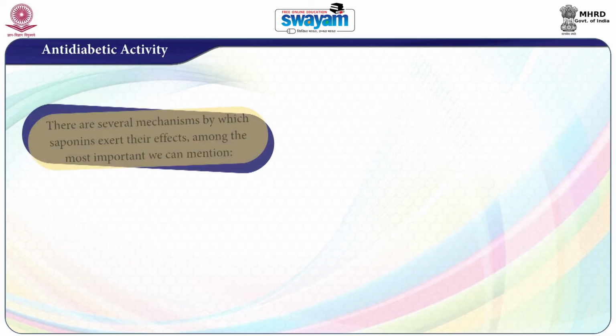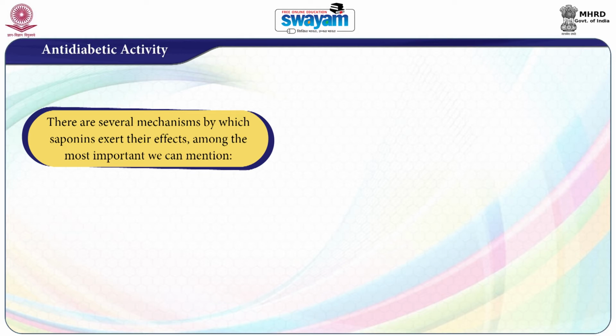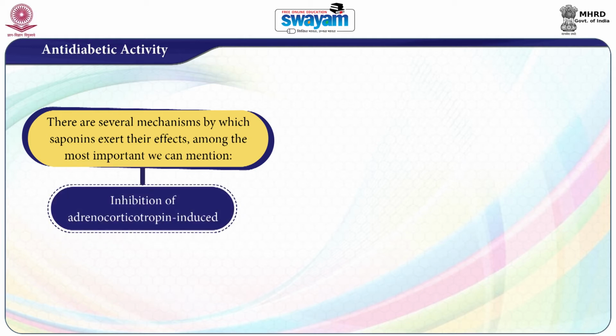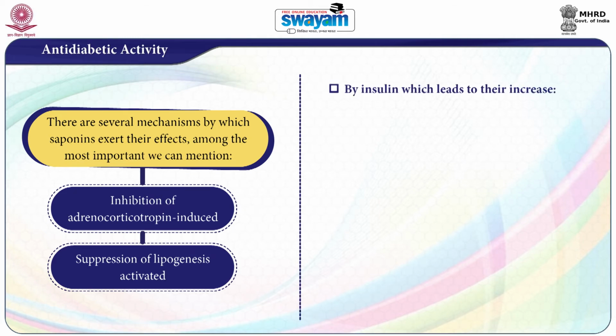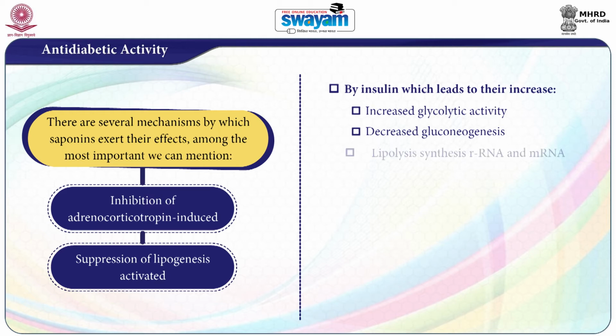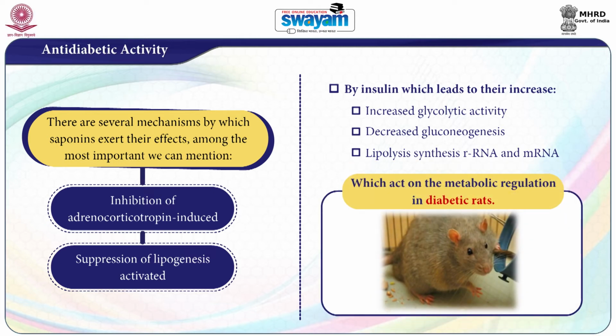Antidiabetic activity. There are several mechanisms by which saponins exert their effect. Among the most important, we can mention the inhibition of adrenocorticotropin-induced suppression of lipogenesis activated by insulin, which leads to their increased glycolytic activity, decreased gluconeogenesis and lipolysis, synthesis of rRNA and mRNA, which act on metabolic regulation in diabetic rats.